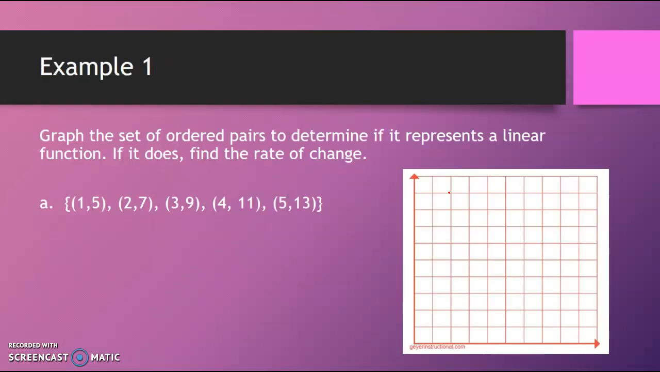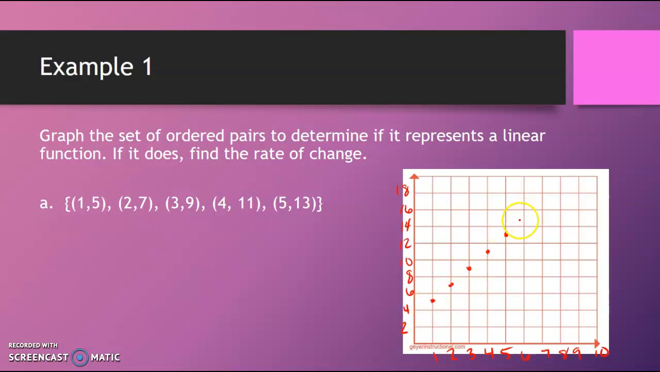So let's get some practice in. Graph the set of ordered pairs and determine if it represents a linear function. If it does, find the rate of change. I'm looking at these. Our x's can go by 1s, 2, 3, 4, 6, 7, 8, 9, 10. And because we have to get to 13, I'm going to do our y's by 2: 2, 4, 6, 8, 10, 12, 14, 16, 18. So graphing these, 1, 5, so halfway between the 4 and the 6. 2, 7, so halfway between the 6 and the 8. 3, 9. 4, 11. 5, 13.